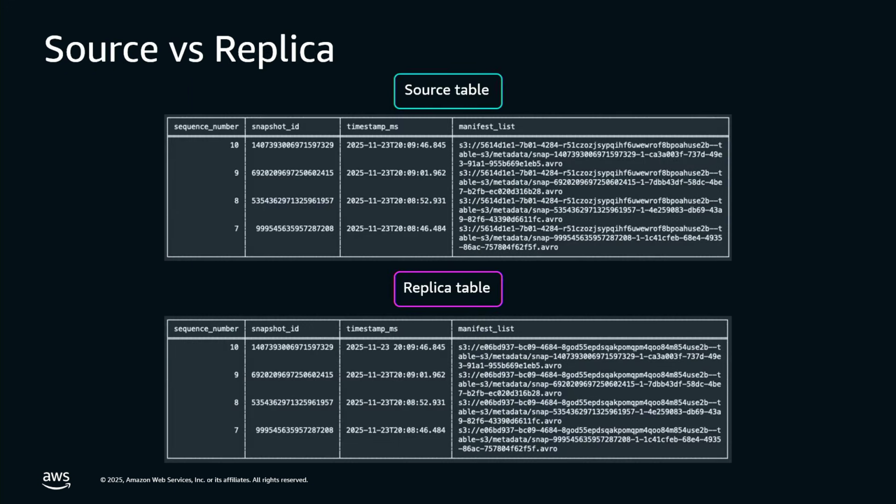So now, let's take a deeper look into these snapshots. On the top, we have the 4 last snapshots of the source table, and on the bottom of the replica. Take a look at the first 3 columns: sequence number, snapshot ID, and timestamp. Those are exactly the same between the source and the replica, because replication maintains exactly the same values. But now take a look into the manifest list location. You will see that in the source, we have a specific S3 storage location, while in the replica, we have a different one. That is because the storage locations are related to the context, which is the source or the replica.